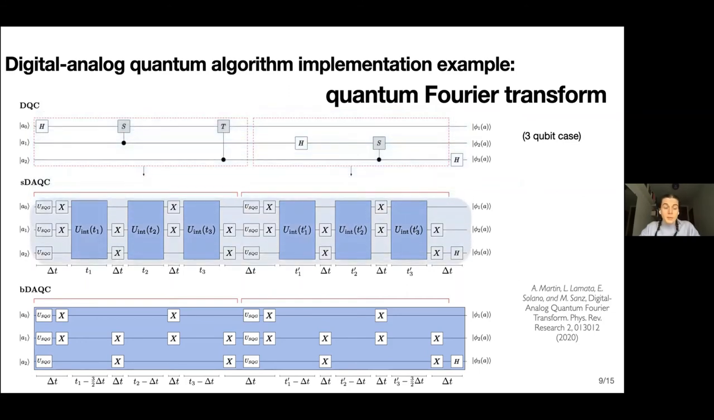This would be the stepwise: single qubit gates and then interaction blocks, again single qubit gates and so on. And this would be the BDAQC implementation. We turn the interaction on and we don't turn it off until the very end of the process. And the single qubit gates are performed on top of these interactions.